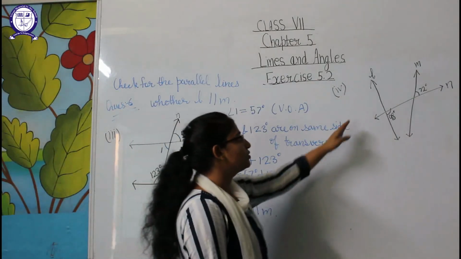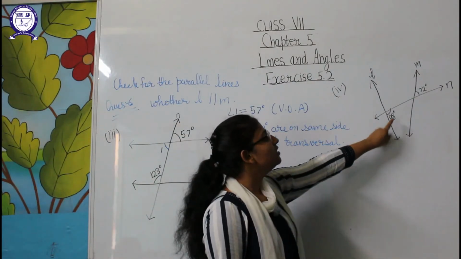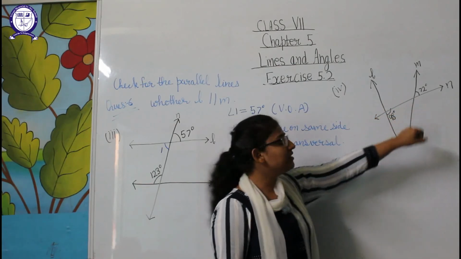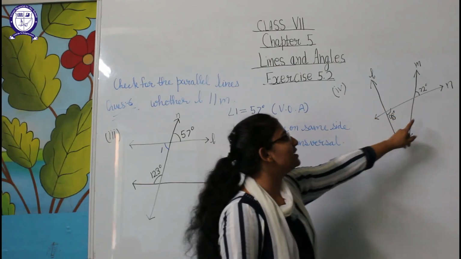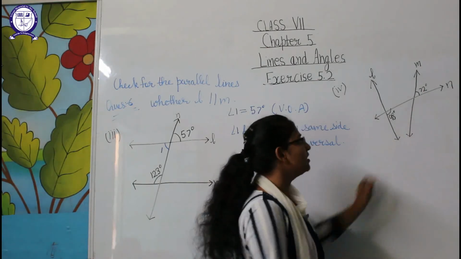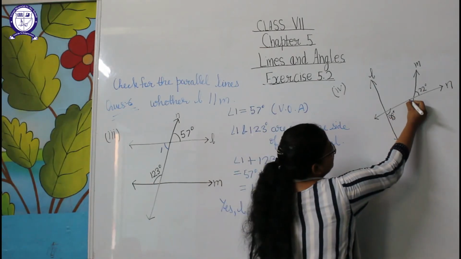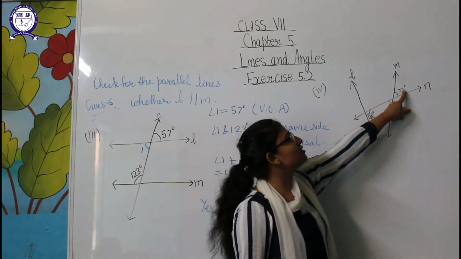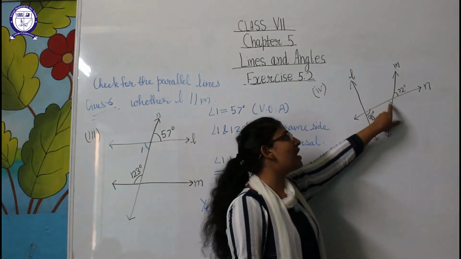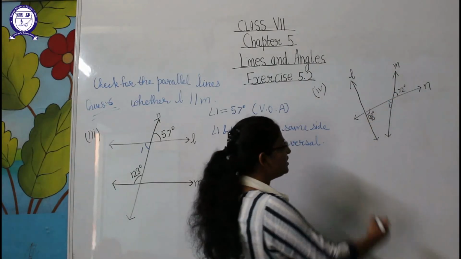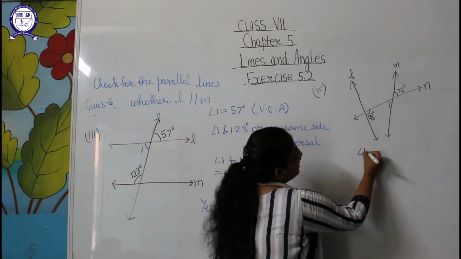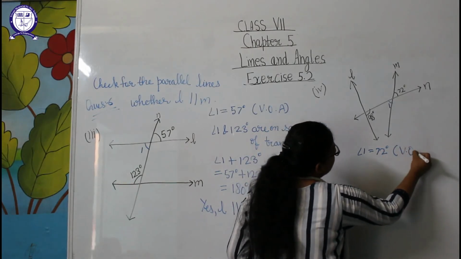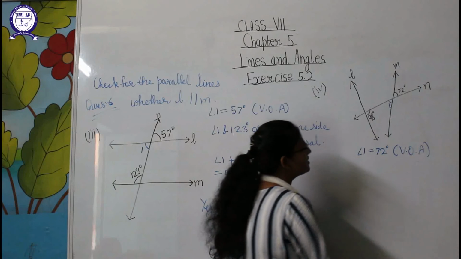Now our fourth part is this. In this, the lines are L and M, and this is the line N here. This is a 98 degree angle and this is a 72 degree angle. In this also we will take this as angle 1, and we can say that angle 1 is equal to 72 degrees because these two are vertically opposite to each other. So we will write angle 1 is equal to 72 degrees because they are vertically opposite angles.